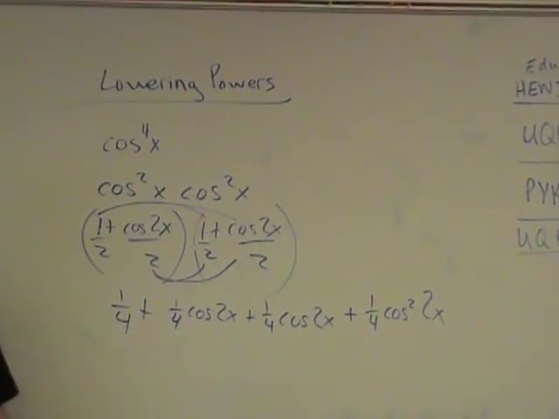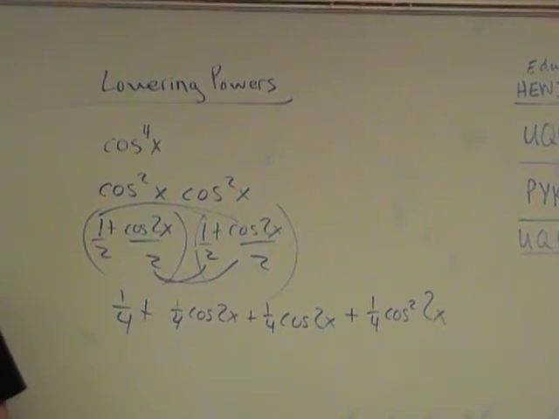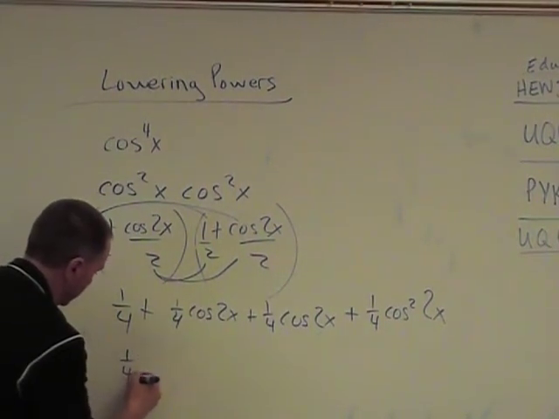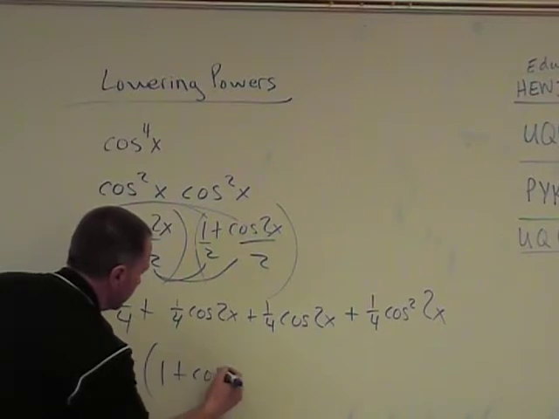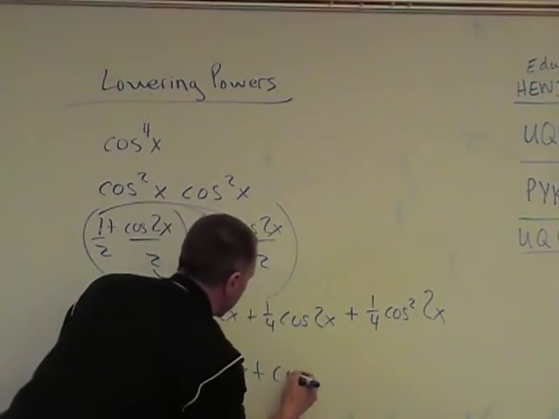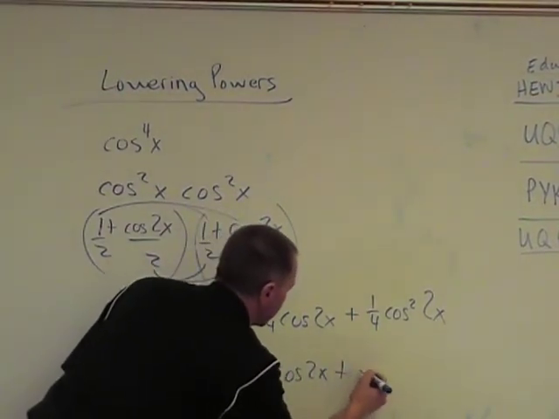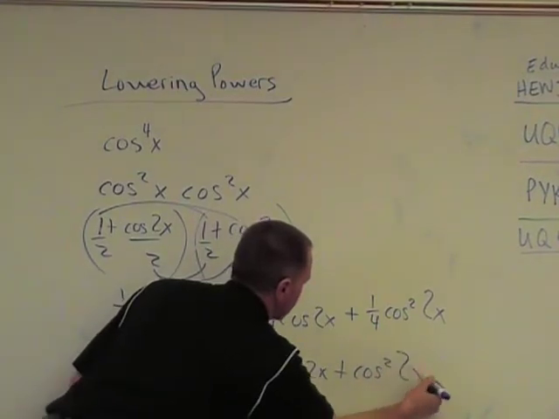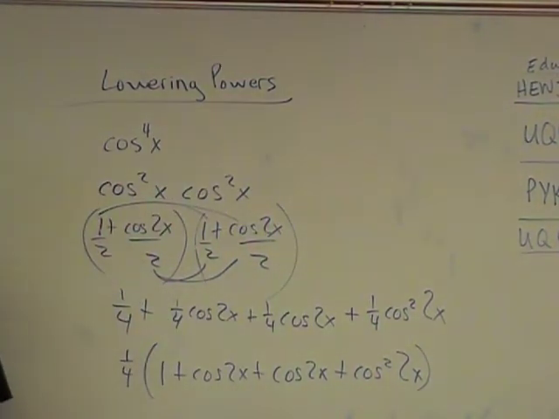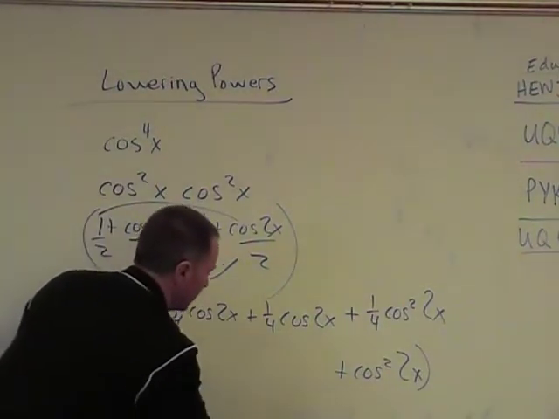Anything common in all those? 1/4. 1/4 times 1 plus cosine of 2x plus cosine of 2x plus cosine squared of 2x. Anything else? The cosine 2x? Yeah. And we have 2 of those?